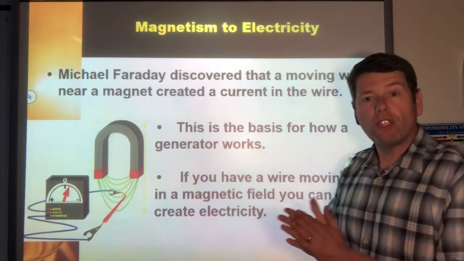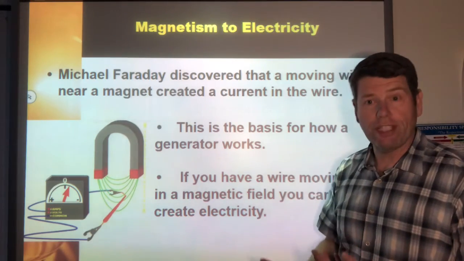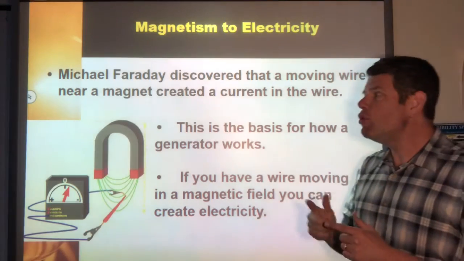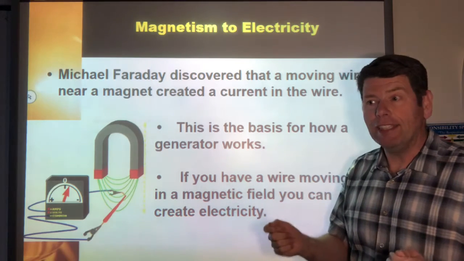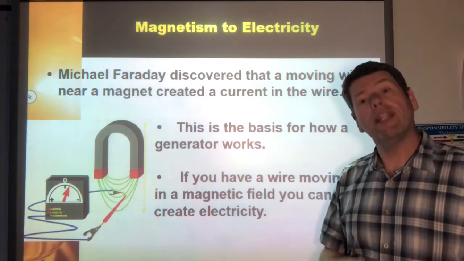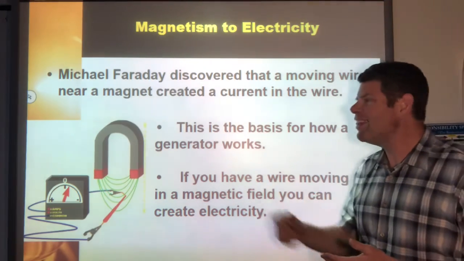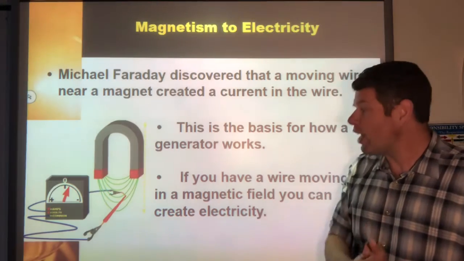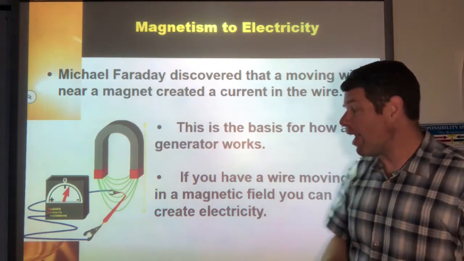Now guys, we're still talking about how we can use magnetism to generate electricity. Michael Faraday, another scientist, discovered that a moving wire, and the wire didn't even have to be connected, a moving wire in a magnetic field will generate electricity. So that's the opposite relationship to what Hans Ørsted discovered, and this is really the basis for how a generator works. We're going to use magnetism to generate electricity. All you need is a moving wire in a magnetic field.